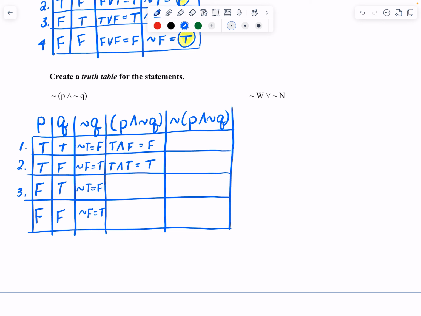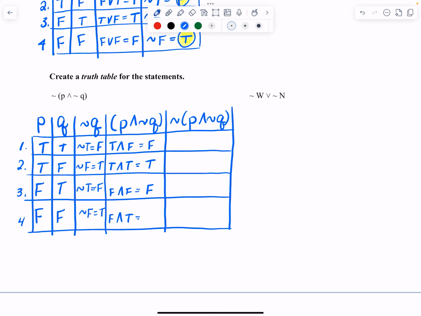In row 3, P, which is false, and negation Q, which is also false. False and false is false. And in row 4, P is false and negation of Q is true.